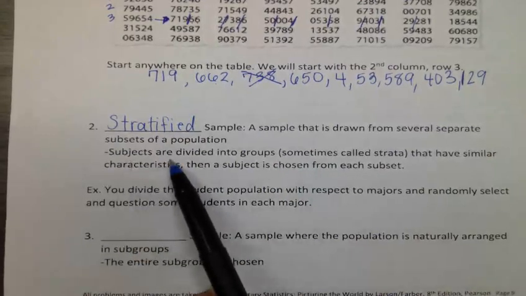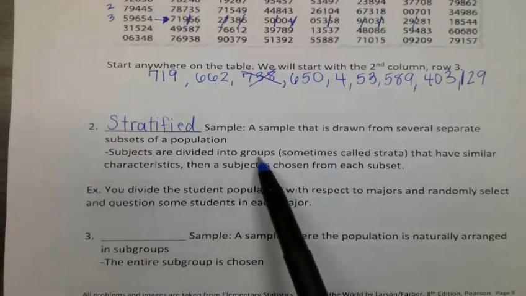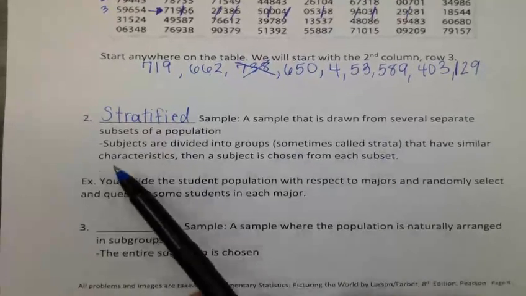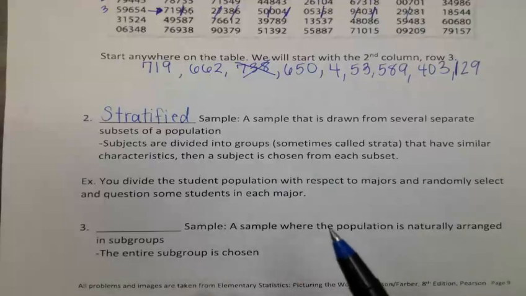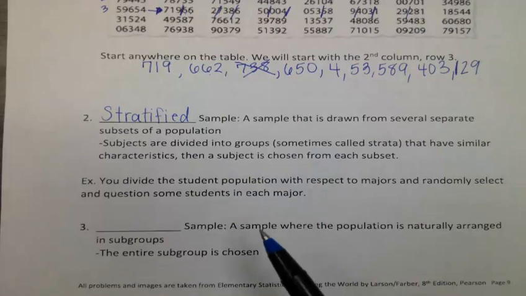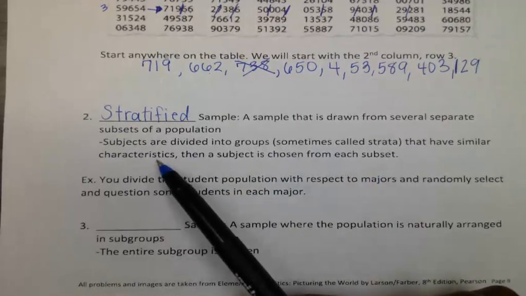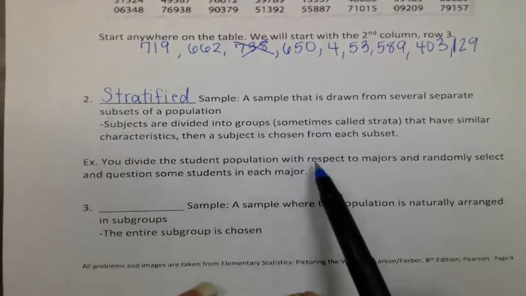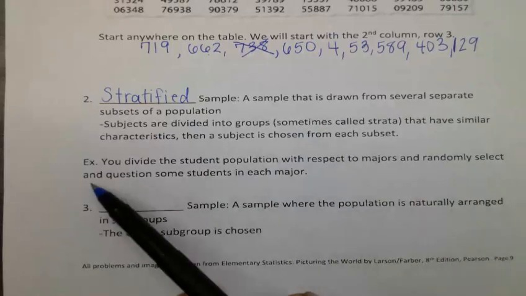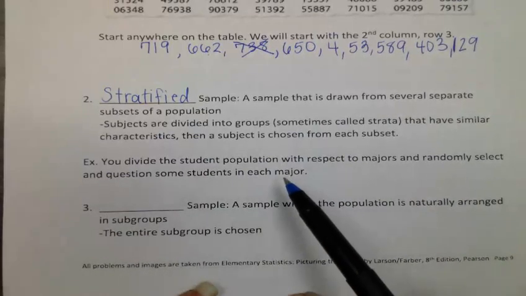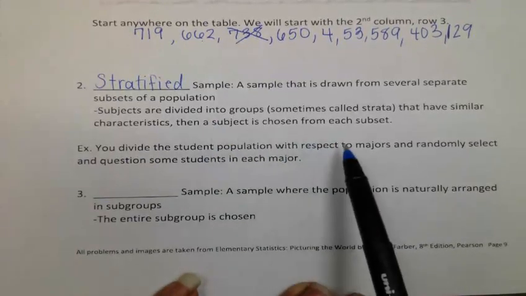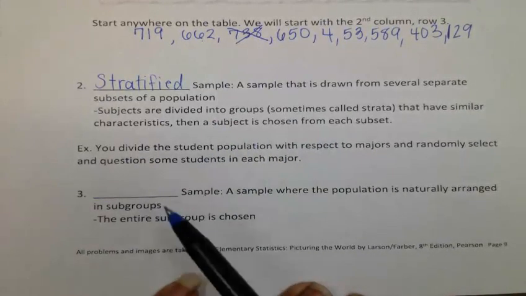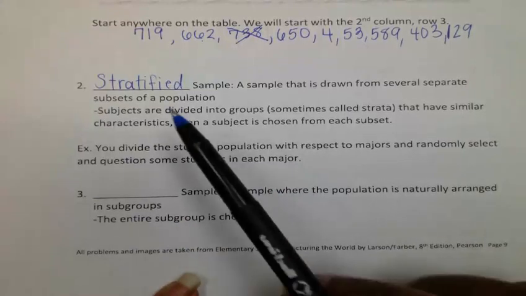For clarification, subjects are divided into groups, sometimes called strata, that have similar characteristics. Then a subject is chosen from each subset. So that means they're breaking the sample up and making sure they have a little bit of each from every different characteristic. For instance, you divide the student population with respect to majors and randomly select and question some students in each major. All right, so everybody's divided up by major, and then they choose a few people from each major and make their stratified sample.